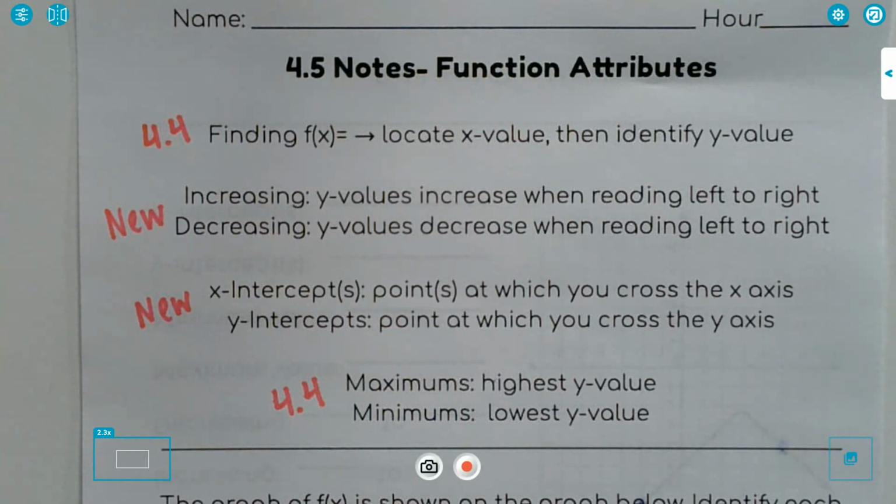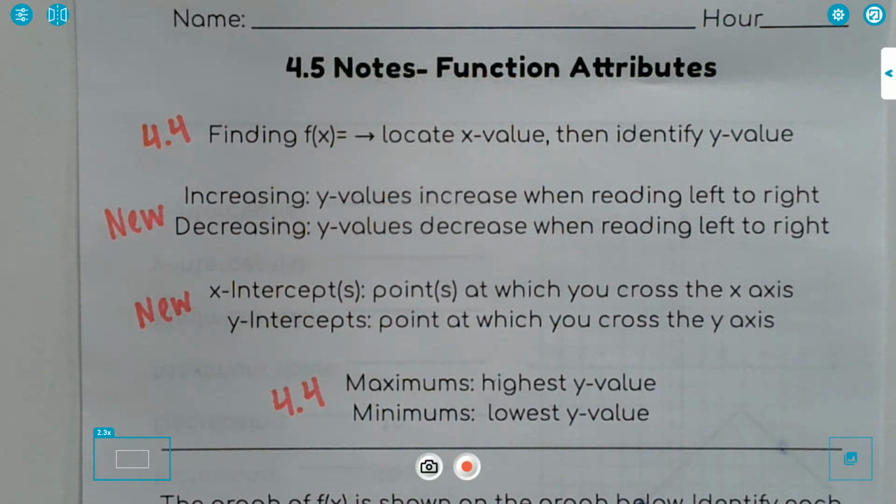We're either going to be going up and then down. We could start going down and then up. Or some graphs are always going up or always going down. In Algebra 2 in the future, you might have graphs that go up and then down and then back up, or back and forth, or other random things. For right now, we're just going to go up and then down or down and then up. You have to start on the left, though, and read to the right.